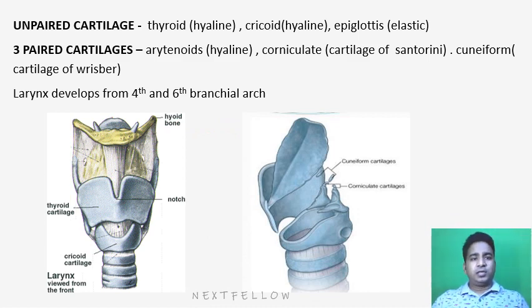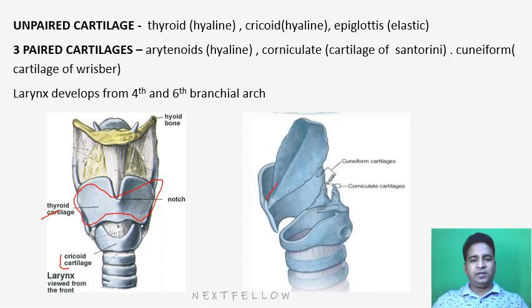Now, what is the larynx made up of? It consists of a total of three paired cartilages and three unpaired cartilages. So what are the unpaired cartilages? The first one is the thyroid cartilage, as you can see in the diagram. So this above one, this complete structure is my thyroid cartilage. Then comes the cricoid cartilage, and then comes the epiglottis.